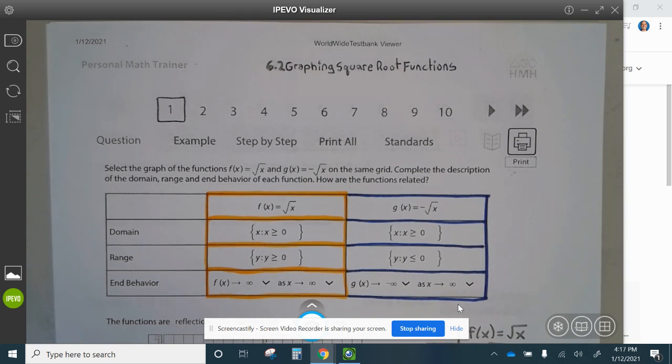Okay, Wildcats. Today we're at 6.2 Graphing Square Root Functions Assignment Tutorial. Let's look at question number 1.